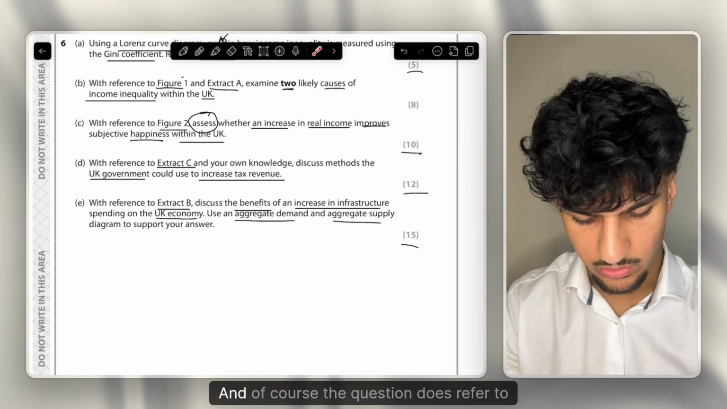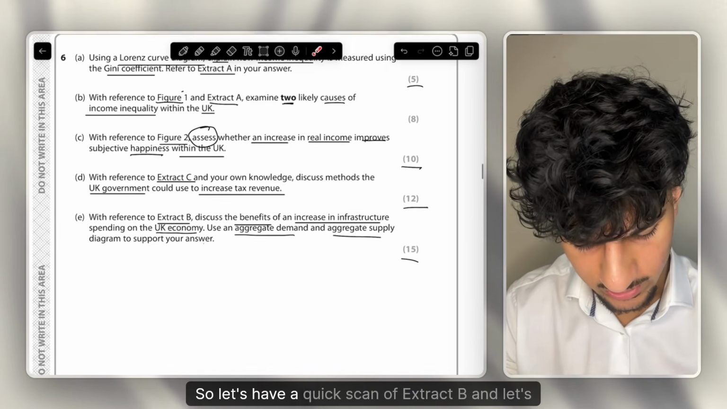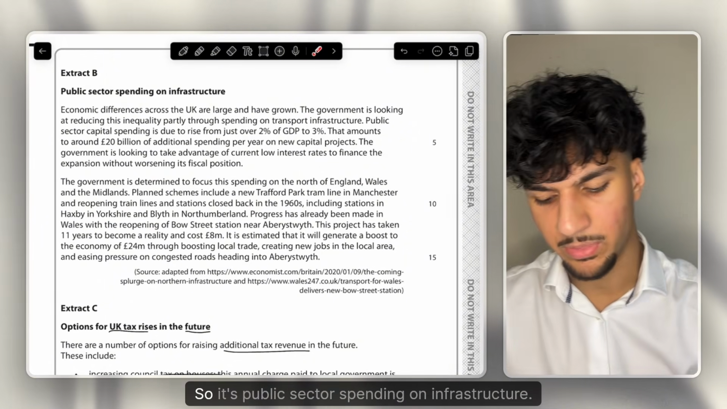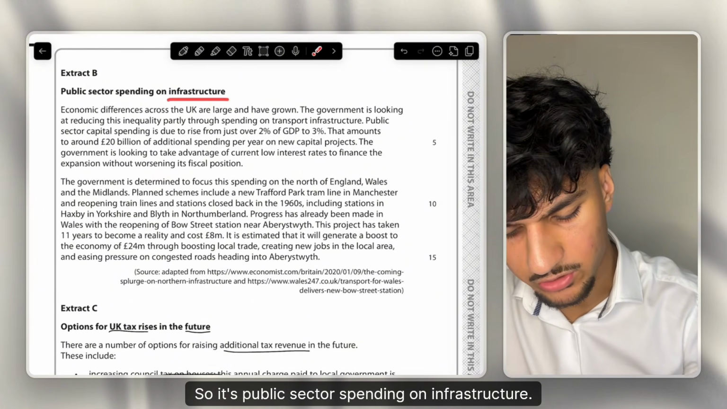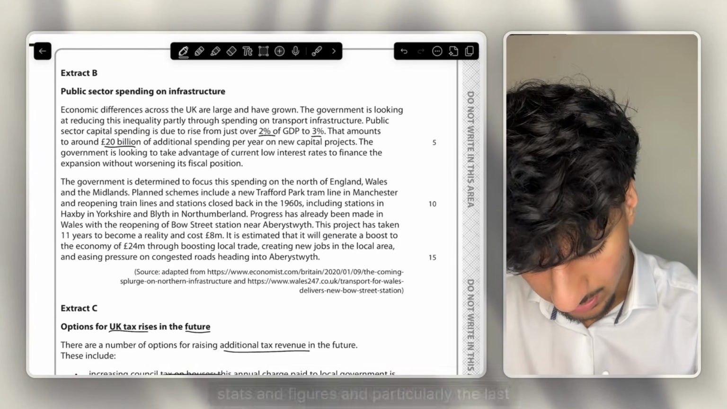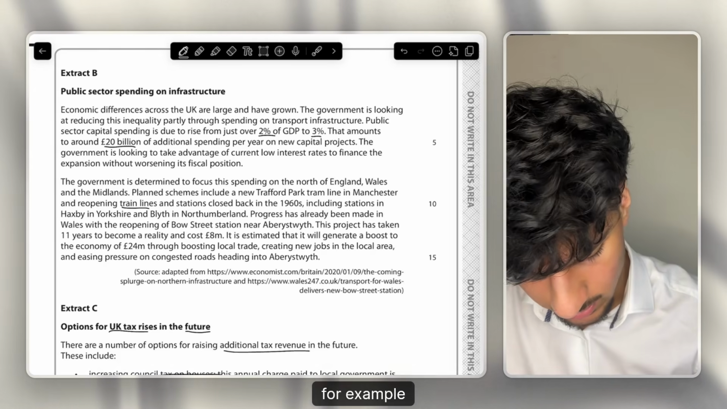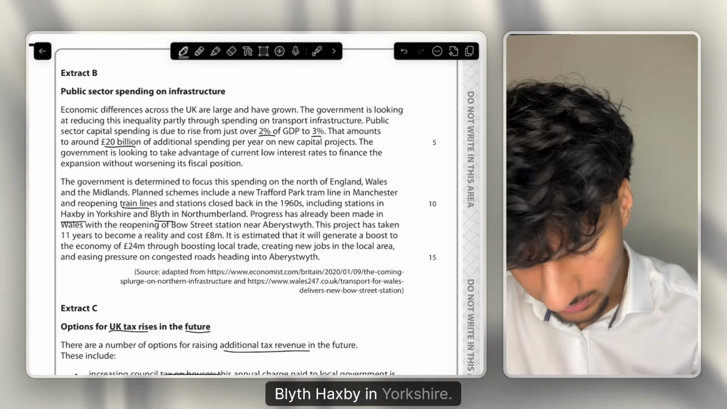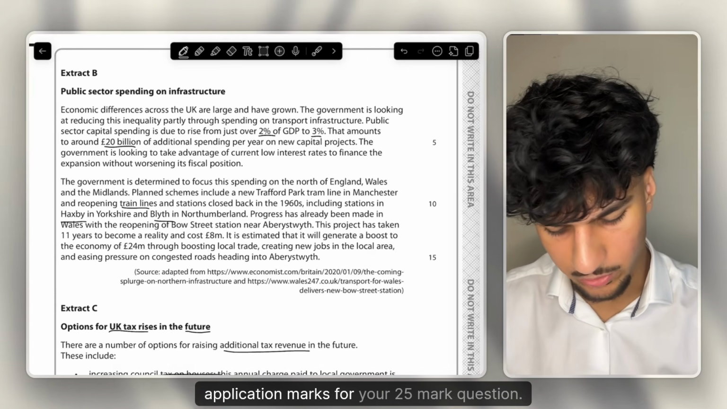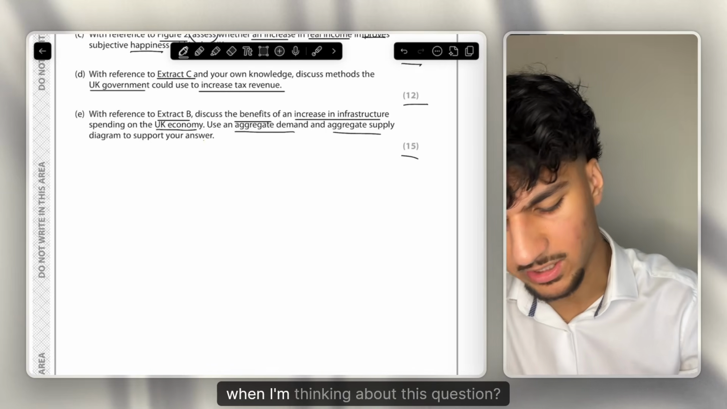Okay, so back to the question, and of course the question does refer to extract B. So let's have a quick scan of extract B and see what it's mentioning. It's public sector spending on infrastructure. It looks like it's going to have a few good stats and figures, particularly the last paragraph, where it's talking about new developments, new train lines being built, for example, Blyth, Haxby in Yorkshire. And yeah, some really good stats here to pick up those application marks for your 15 mark question.